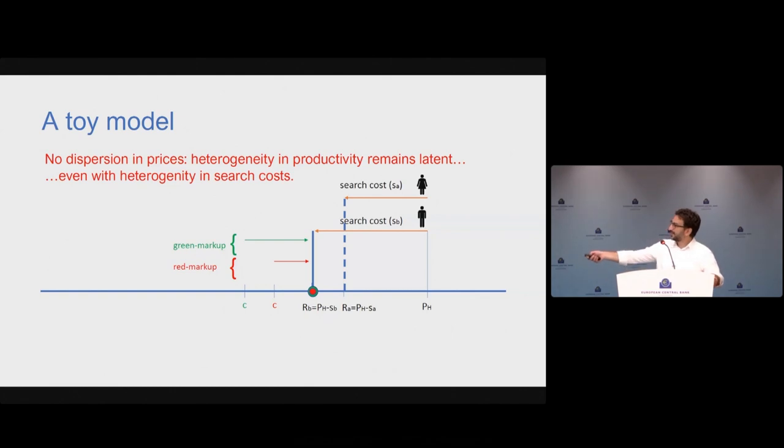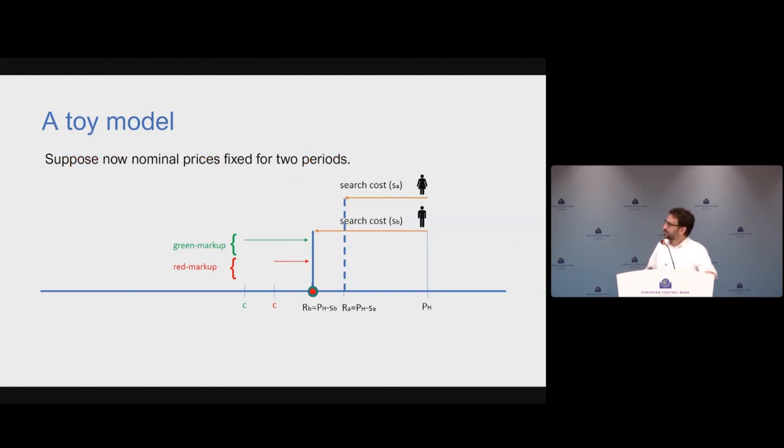So imagine that there is another guy that has different search costs. Still, this can be optimal if it's more important to try to attract two people than to make a larger markup on one of these guys. And this is one of the features of the model, okay? So there is no price dispersion because this heterogeneity in productivity vanishes through this mechanism. And now, I want to introduce menu costs. So suppose that you have to fix the price for one period, and then there is a second period in which you cannot move the price, okay?